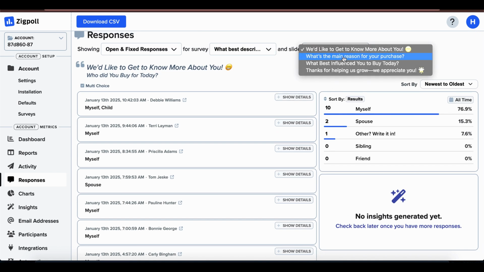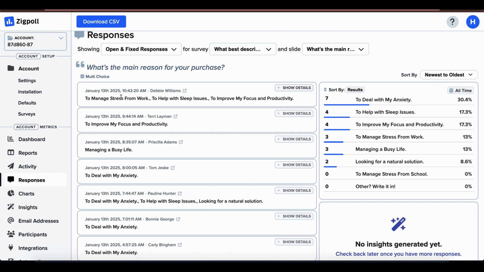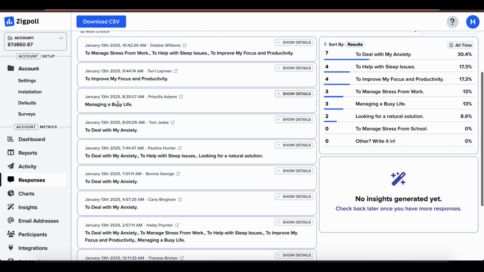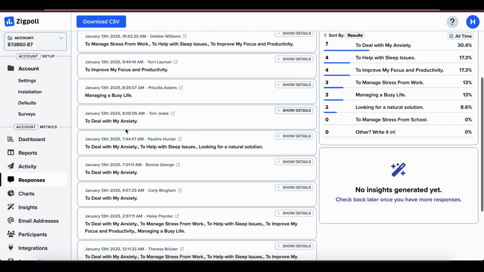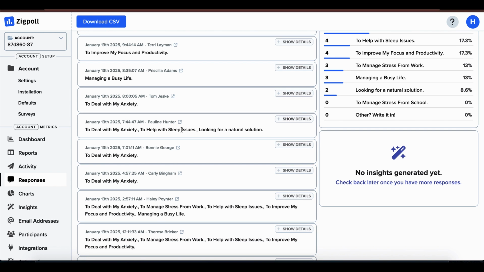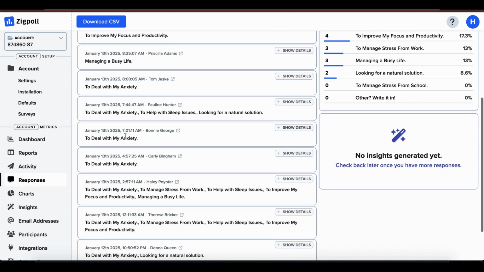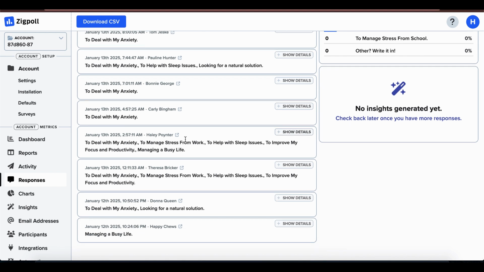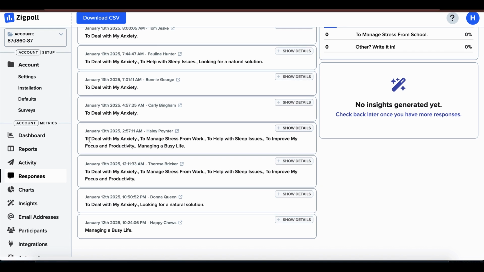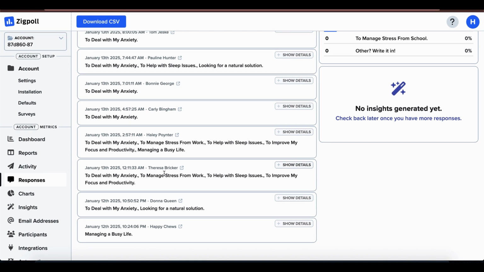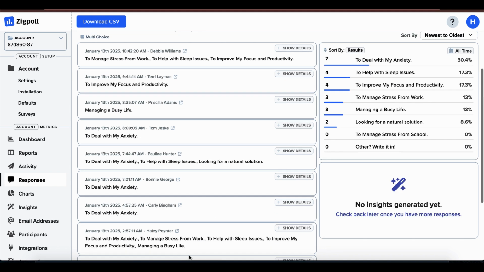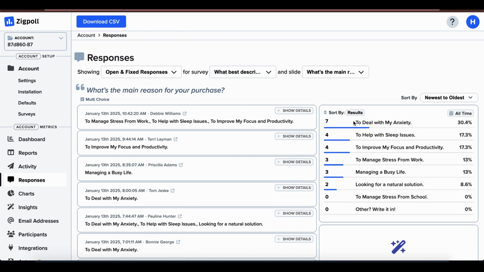Let's get main reason for your purchase. To manage stress from work, to help with sleep. Okay, yeah. This person kind of picked all. To improve focus and productivity, to manage busy life, to deal with my anxiety. This person put all of them again. Deal with my anxiety, looking for a natural solution, managing busy life.